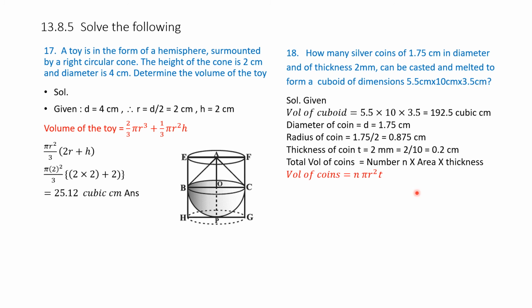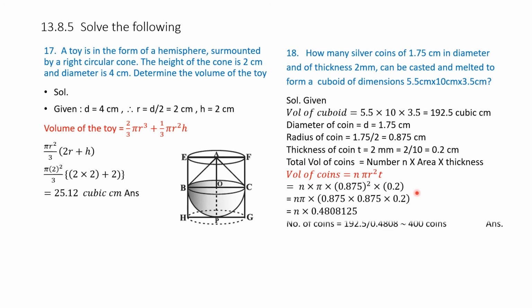Therefore, volume of coins is equal to n into pi r square t, where t is the thickness. Therefore, n into pi into 0.875 whole square into 0.2. That is equal to n pi into 0.875 into 0.875 into 0.2. That is equal to n into, we get 0.4808. Therefore, number of coins n is equal to 192 is the total cube divided by 0.4808. That is approximately equal to 400 coins.